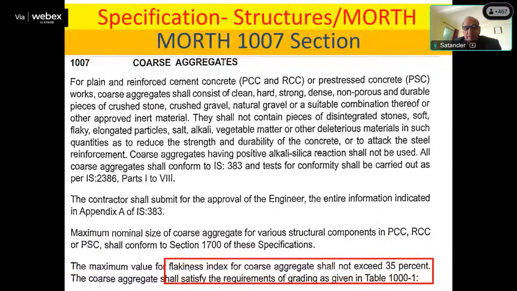Coarse aggregate. Flakiness index not more than 35%. Correct? IS 383 is clearly written. Everywhere IS 383 is written. So we have to go for it for pre-stressed concrete everywhere. You have to follow IS 383 aggregate in the case of bridges, and in the case of concrete road also, wherever 383 is written, follow that also.